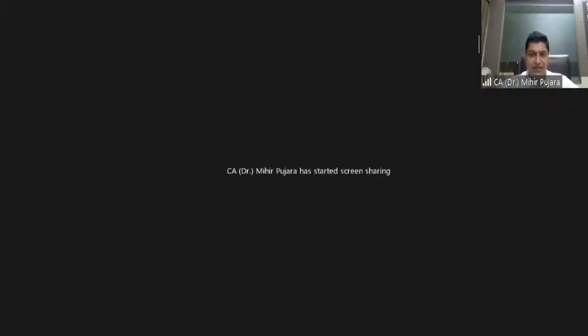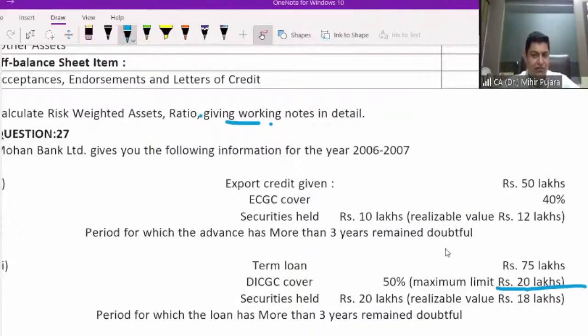No, no, Sonu. Read the question here. It is said that it is more than 3 years doubtful. See, right? It is D3, and that's why 100 percentage. In point number B, we have to go with this sentence. On E, always 100 percentage, but on B, it is doubtful more than 3 years. Therefore, 100%.